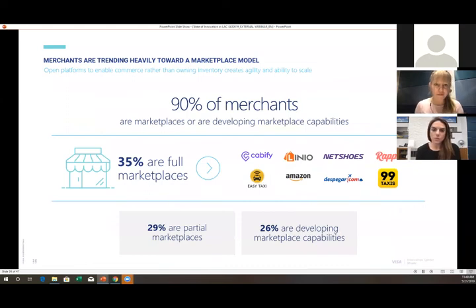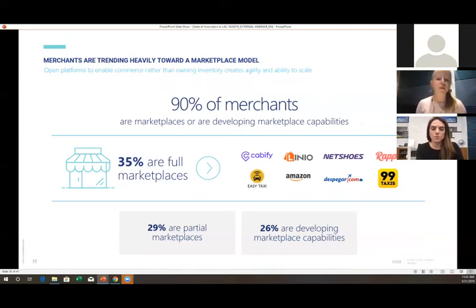Okay. One very significant and really exciting trend among merchants is the transition toward becoming a marketplace. And again, what is a marketplace? A marketplace is a platform, an open platform on which others can provide goods and services. So the marketplace mentality embodies what we said at the beginning about openness and transparency and collaboration. And so what we found to be very exciting was that 90% of the merchants we spoke to either are marketplaces already or are developing marketplace capabilities. So we have a sampling of companies that are already full marketplaces. They were born as marketplaces.